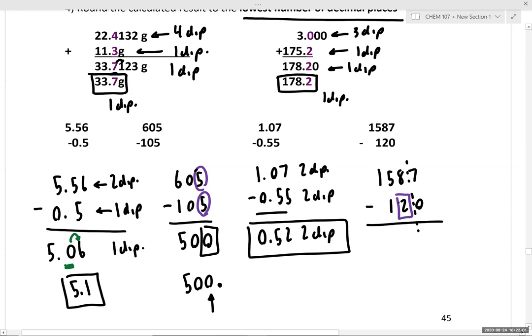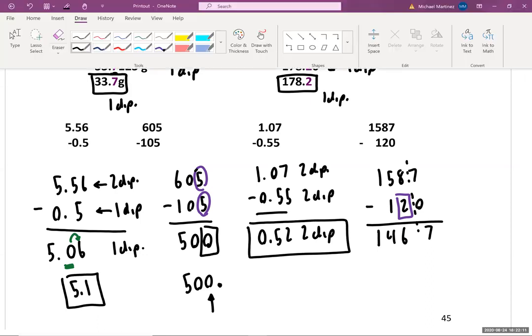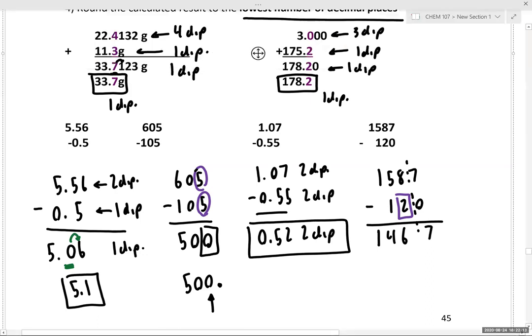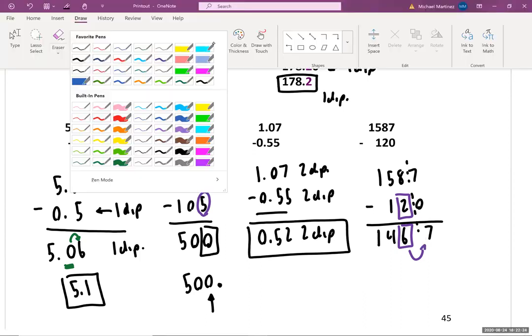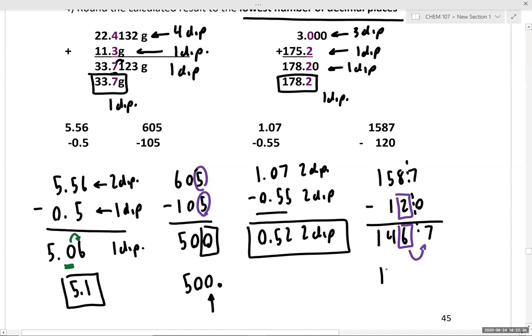So we have 1,587 minus 120, and that gives us 1,467. Keeping in mind that we round to our tens place, we look one space to the right, we see that 7 is greater than 5, and we round up to 1,470.